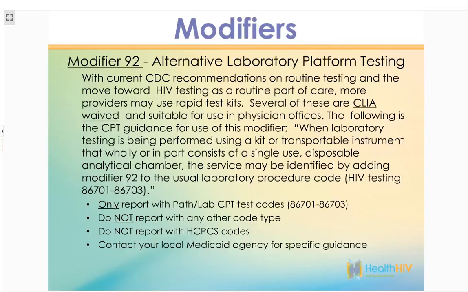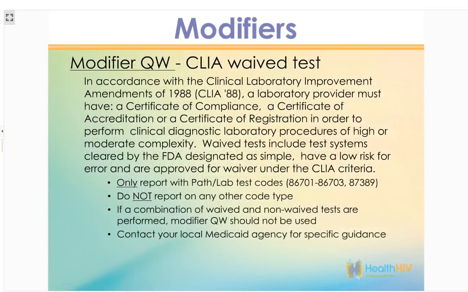But in general, the modifier 92 is typically not reported on HCPCS codes unless your payer tells you to do so. This modifier would never be appended to your E&M service codes. So in general, these are only lab modifiers. They would only be appended to lab service codes. So again, just to reiterate, check with your payers to see which modifier they want you to use, modifier 92 or modifier QW.